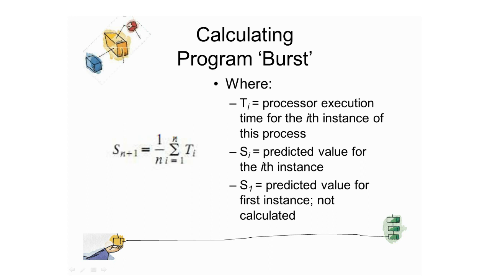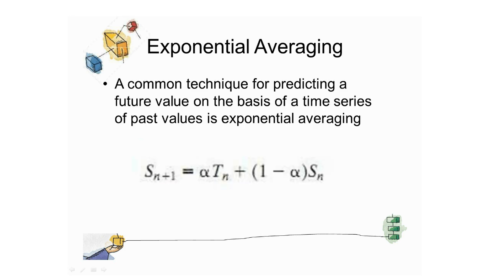Here's the formula for calculating the program burst. Here's the legend. Ti is equal to the processor execution time for each instance of this process. Si equals the predicted value for the i-th instance. Exponential averaging. Here's the formula. A common technique for predicting a future value on the basis of a time series of past values is exponential averaging.